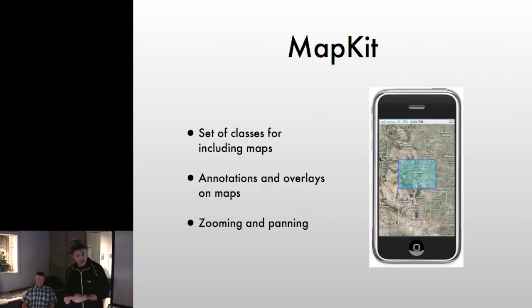MapKit is a set of classes for including maps in your applications. It allows you to annotate maps with things like map pins and other drawings to indicate where things are. You can put overlays on these maps, and you can zoom and pan them, and do quite a bit more. However, it doesn't include things like getting directions. You have to actually ask Google for that. But it has the ability to draw maps, which are served by Google.